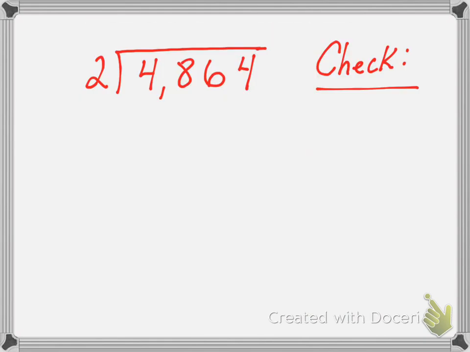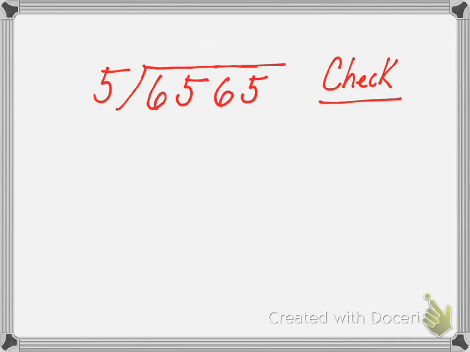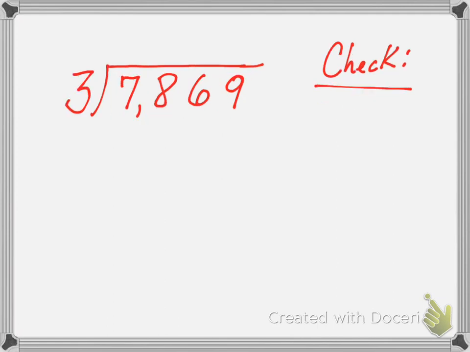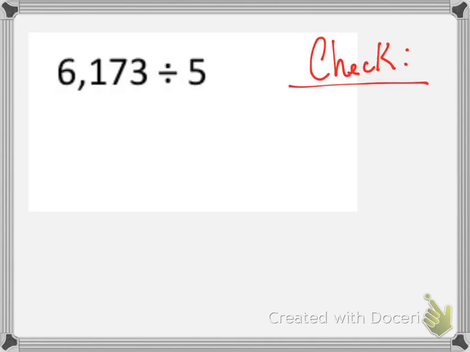Okay, first one, 4,864 divided by 2. Make sure you check. 6,565 divided by 5. Be sure to check. 9,889 divided by 8. Make sure you check. 7,869 divided by 3. And again, make sure you check. Do the inverse operation. And 6,173 divided by 5. And be sure to check.